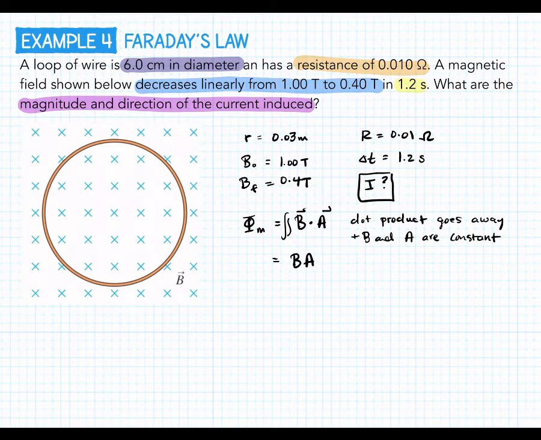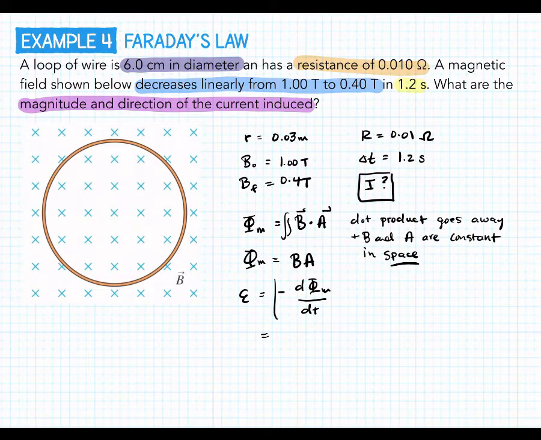It's uniformly getting smaller over time. And the other thing is, is this magnetic field parallel or perpendicular to the area vector? Parallel, which means the dot product goes away. So we just end up with BA. Now, which of these is changing in time?